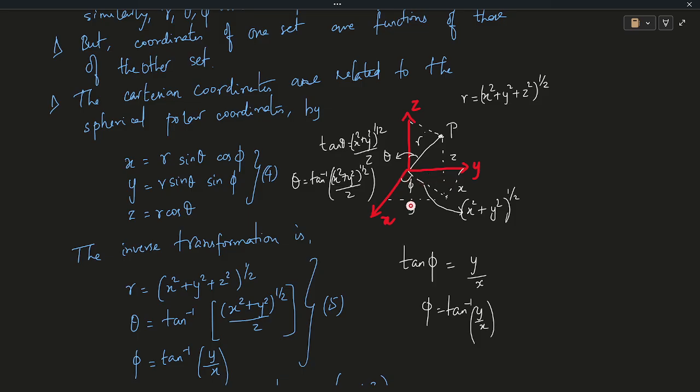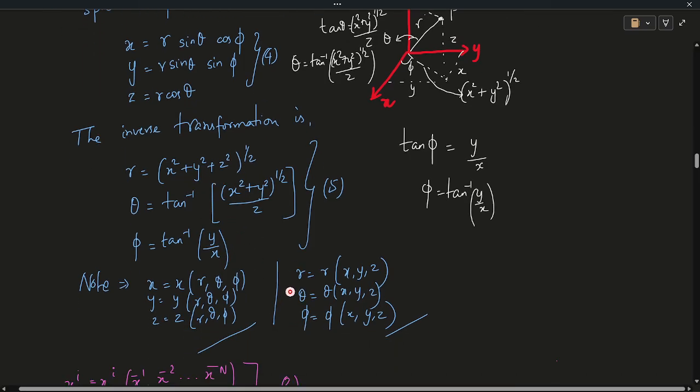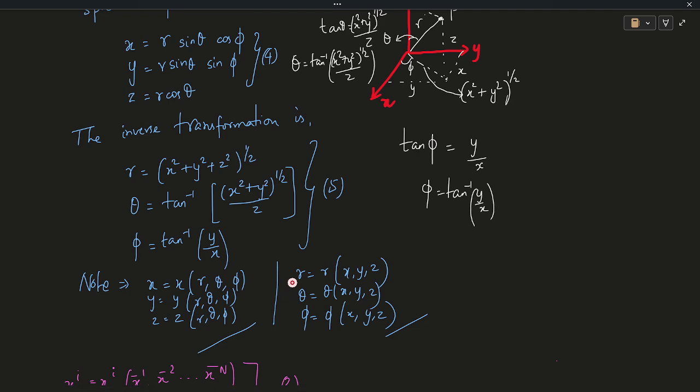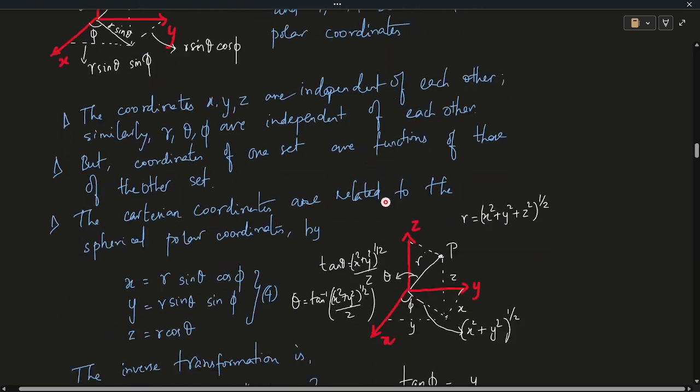I want this phi to be written in terms of old coordinates x, y, and z. This is very similar to this. We are going to find tan phi. Tan phi is equal to opposite by adjacent. So it is going to be y by x. Tan inverse of y by x is going to give me phi. That is, the newer coordinates r, theta, and phi are now written in terms of the older coordinates. So we have attained the first transformations. That is, we have transformed the Cartesian coordinate system coordinates into spherical polar coordinates and vice versa.